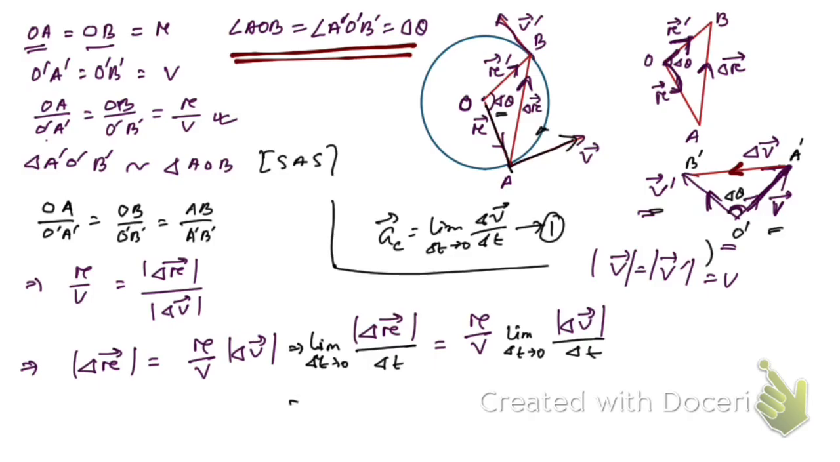Then you see, this one will be del r by del t, and limit del t tends to 0 means this is dr by dt, right? As we are taking magnitude, we don't need to write this arrow sign. So dr by dt means nothing but velocity v, right? Again r by v, here you see. Now we have taken this part outside the limit because this radius is fixed and v is fixed, they are not going to change with time, so that's why.